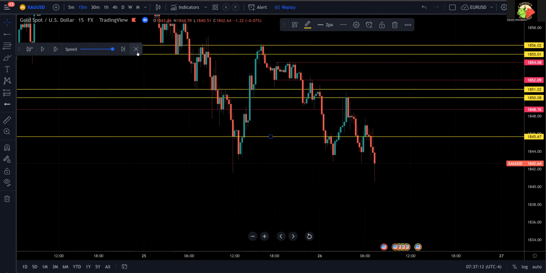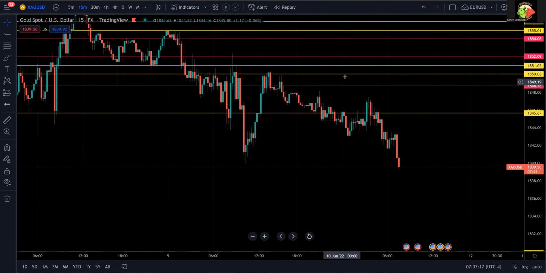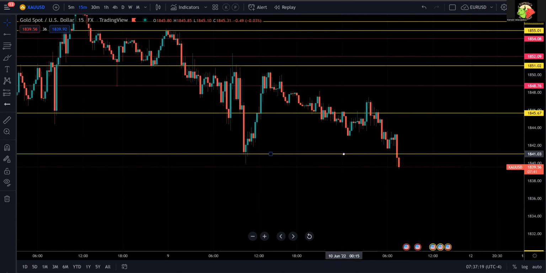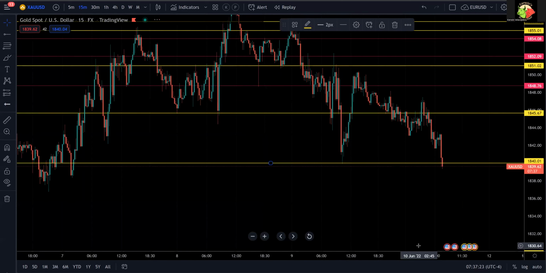See, it's really easy. Trading is not that complicated. I'm always saying the same thing. It may sound like crazy, but it is the way. That's the way that gold behaves, and it is what it is.